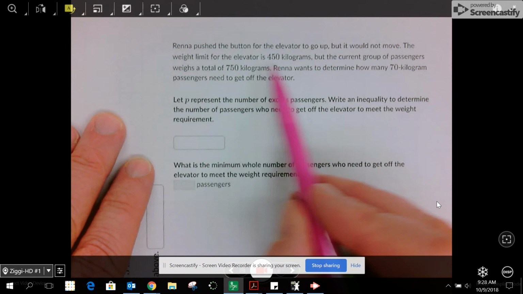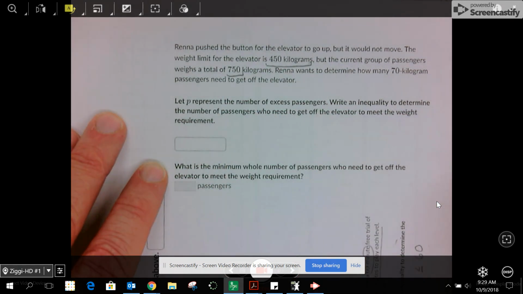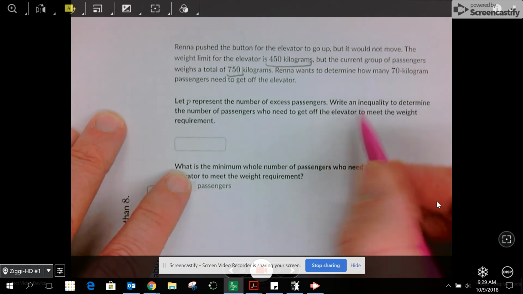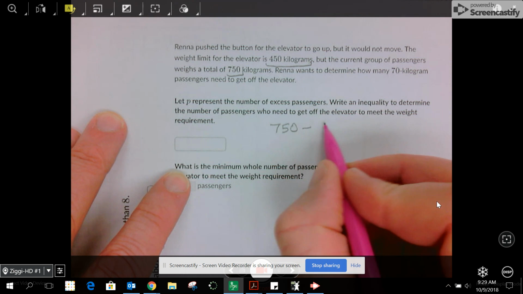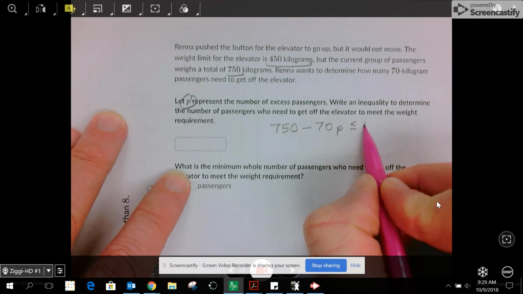So this is a subtraction problem. There are 750 on there right now. We need to take away 70 times the number of passengers. And then the weight limit has to be less than or equal to 450, or we all will be crushed. So you can solve that. Just note when you solve here, you're going to be dividing by a negative, which flips the inequality.